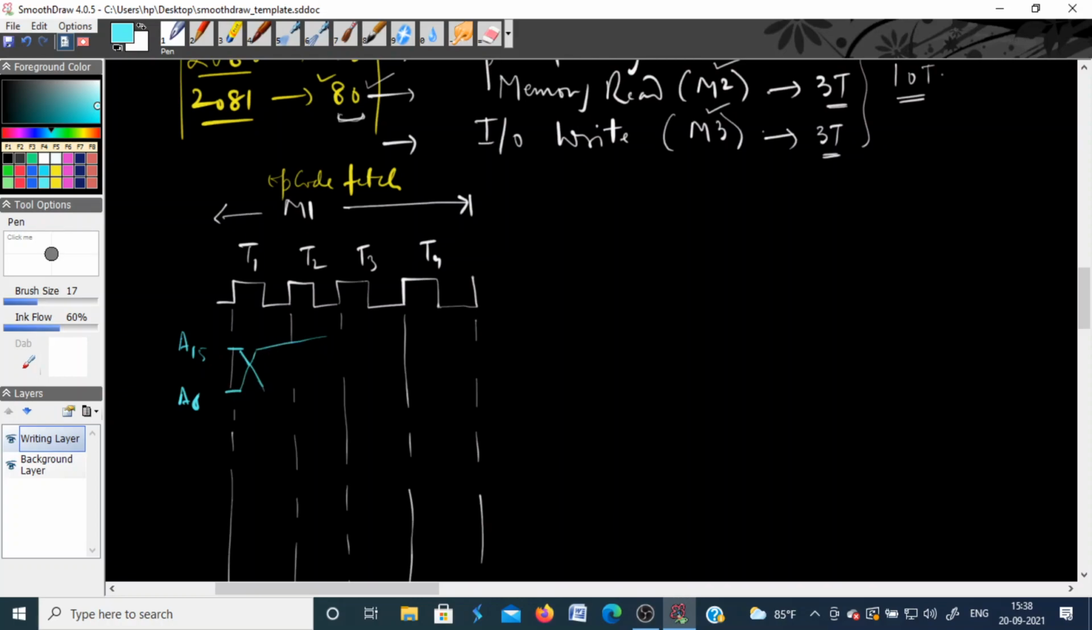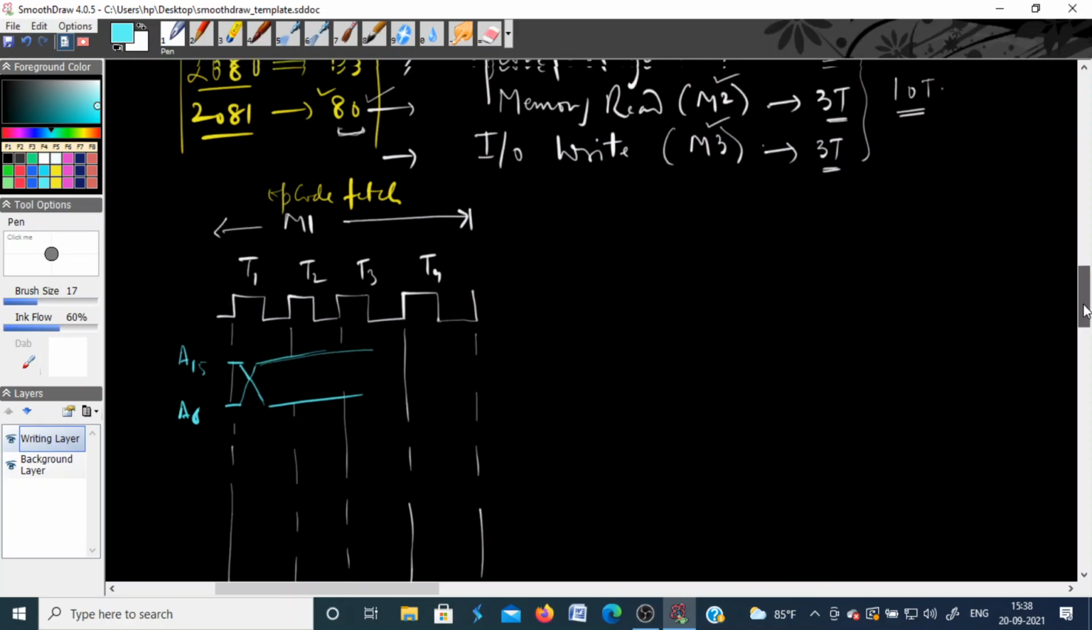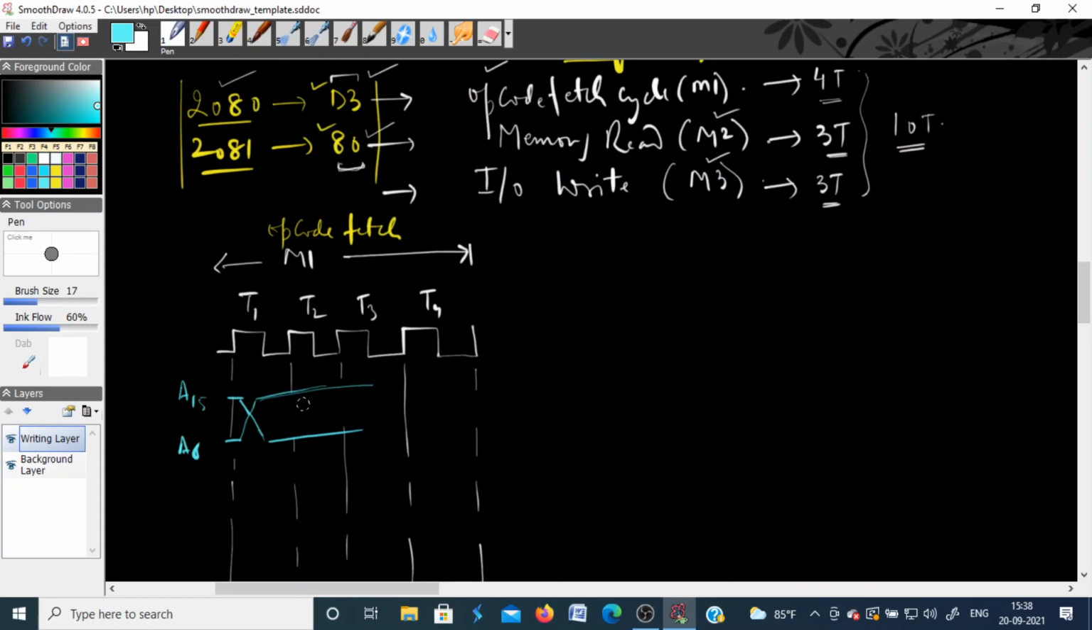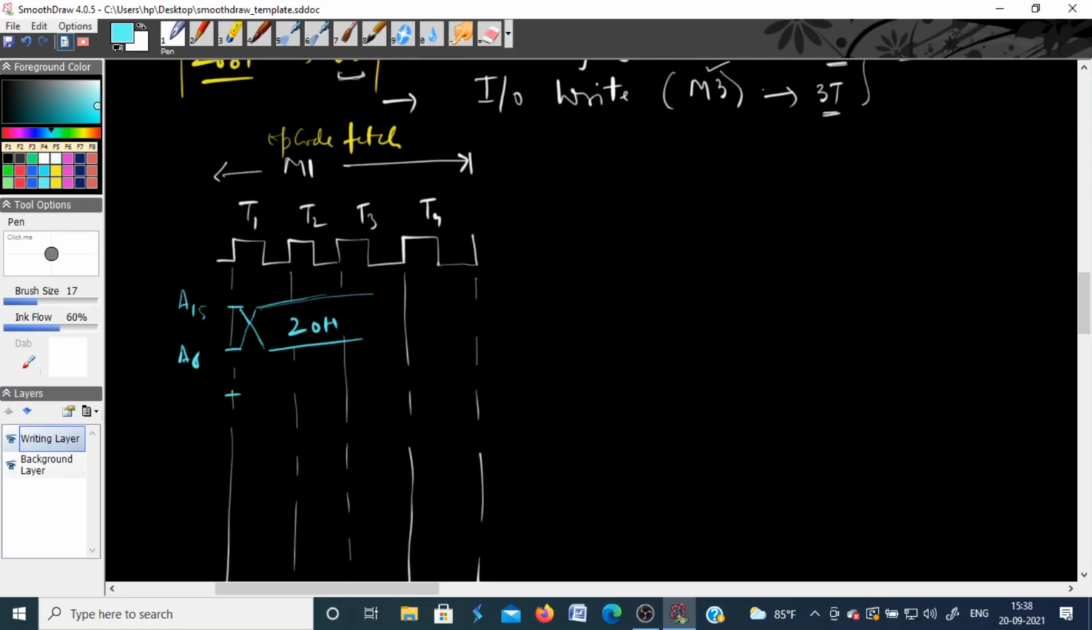So the higher order address will be placed on this, that is 2081. So 20H will be placed on the higher order bits, and on the lower order 8 bits, that is AD0 to AD7, the processor will place the lower 8-bit address, that is 80H. Of course, it doesn't have the decimal, right?